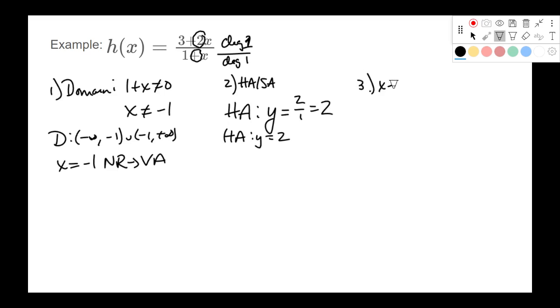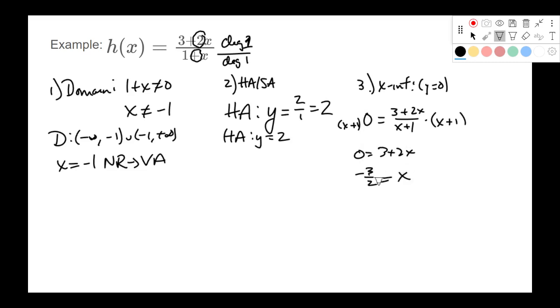Next, I'm going to find my intercepts. Let's find the x-intercept. To find the x-intercept, we make y 0. So I'm going to set y to 0: 3x plus 2 over x plus 1. Now, to solve this, I need to set the top to 0. If it helps you, you can multiply both sides by x plus 1, and then you'll see that 0 times that is 0. So I just need to solve where 0 equals 3 plus 2x. So x is going to be negative 3 over 2. So there's going to be an x-intercept at negative 3 over 2, comma, 0.